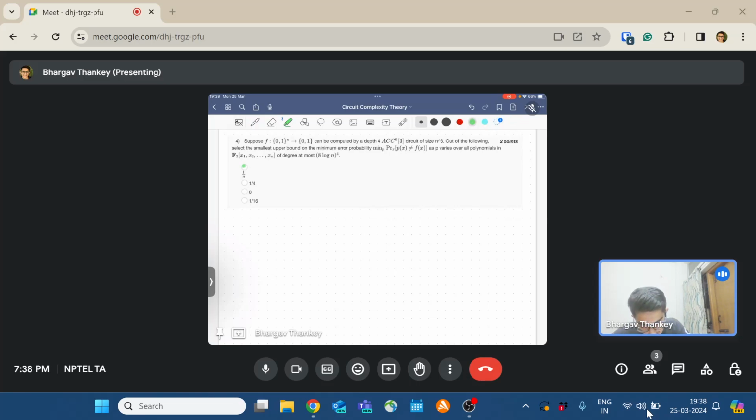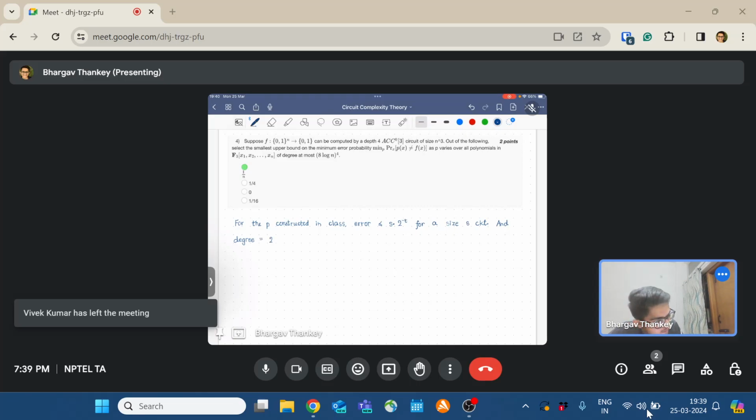Okay, it's A, and the reason is the following. So the P constructed in class, the one we saw above, has error at most S times 2 to the minus T for the entire circuit, because the circuit has size S, and degree is 2T to the D, where D is the depth.